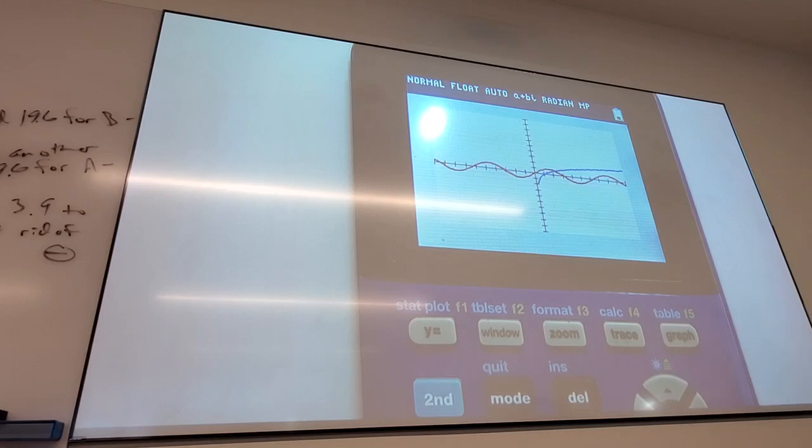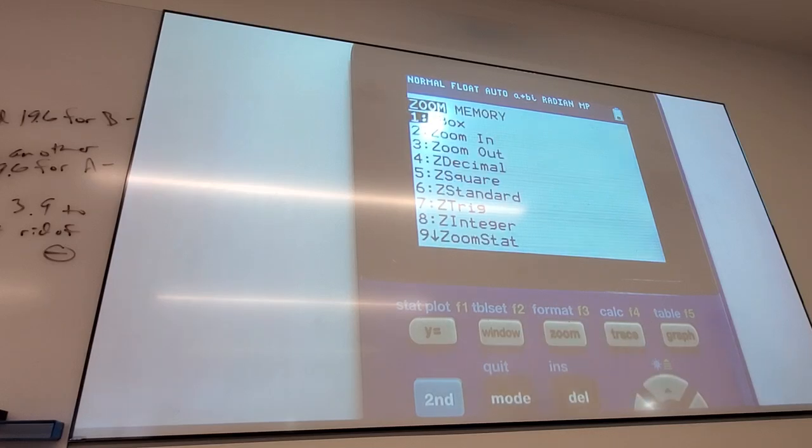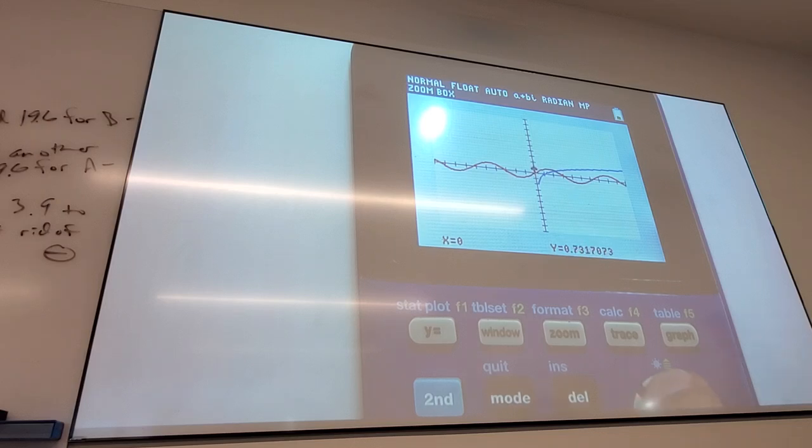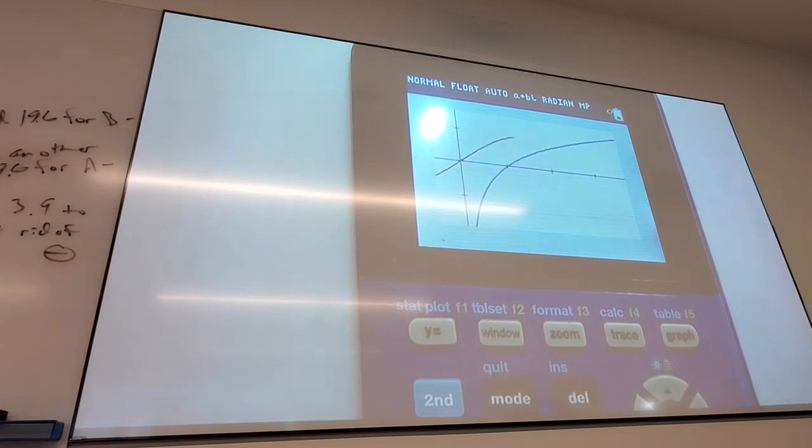Yeah, you can guess at it. Now, if I hit zoom box, one of my favorite little dudes, I'm going to go up and over a little bit. I'm going to make a box, enter, that's one corner, and then I can move down and over, enter, that's the other corner. So now I can see a lot better where they meet. Bam! All right. Does anyone know how to make a calculator tell me the answer?